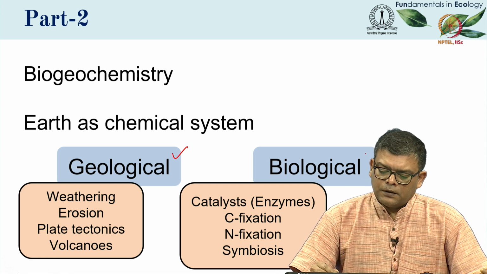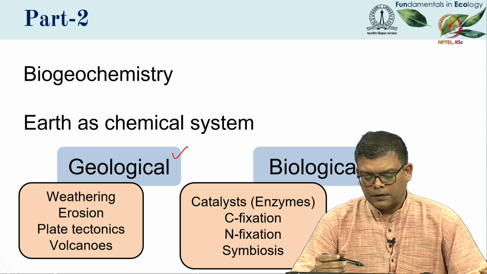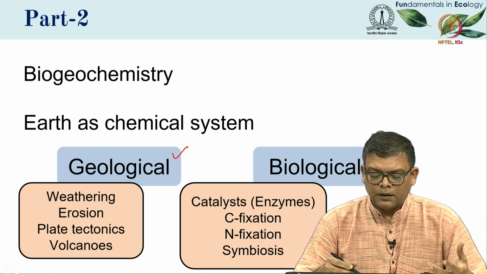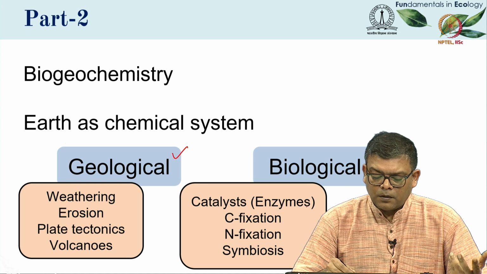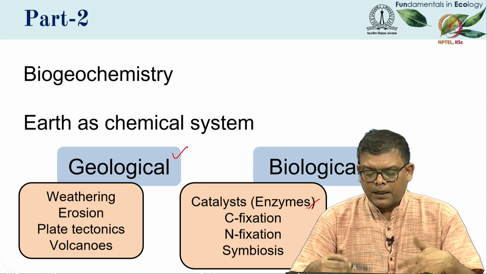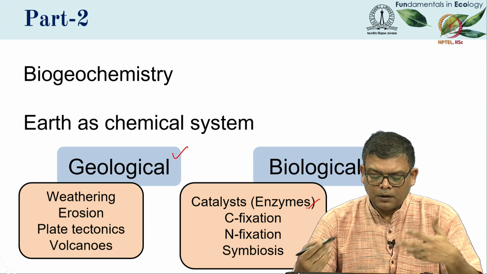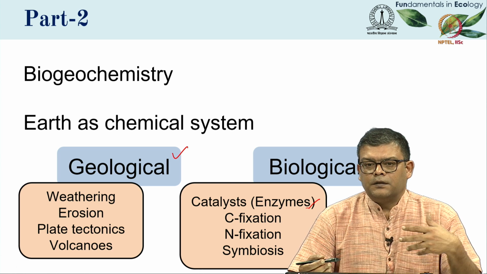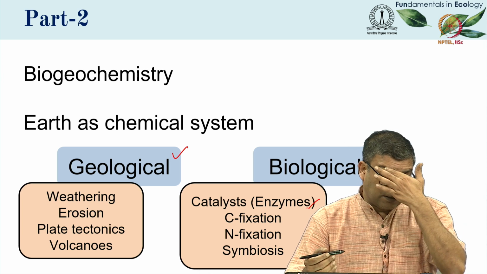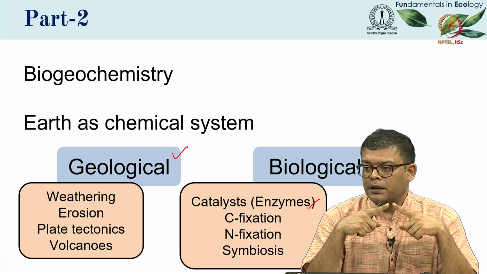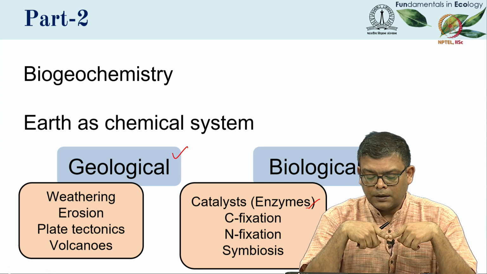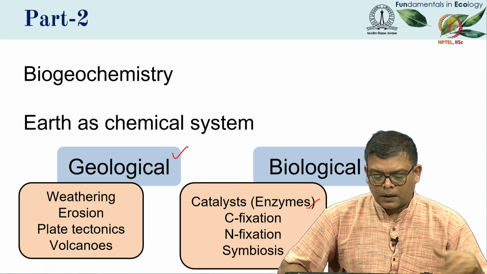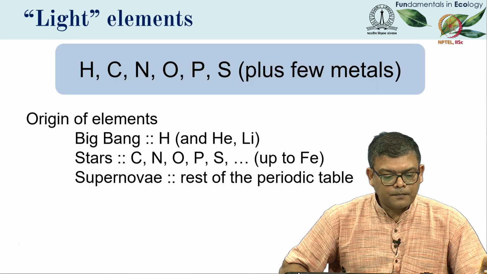And then the rest is the biological part of the Earth's chemistry, which consists of life forms that catalyze certain reactions. These are usually jobs done by enzymes, and the main aspects of biological processes on Earth involve carbon fixation, nitrogen fixation, things related to the carbon cycle, nitrogen cycle, and many a time these are symbiotic functions. So more than one organism participates together to obtain these products, such as carbon fixation and nitrogen fixation.